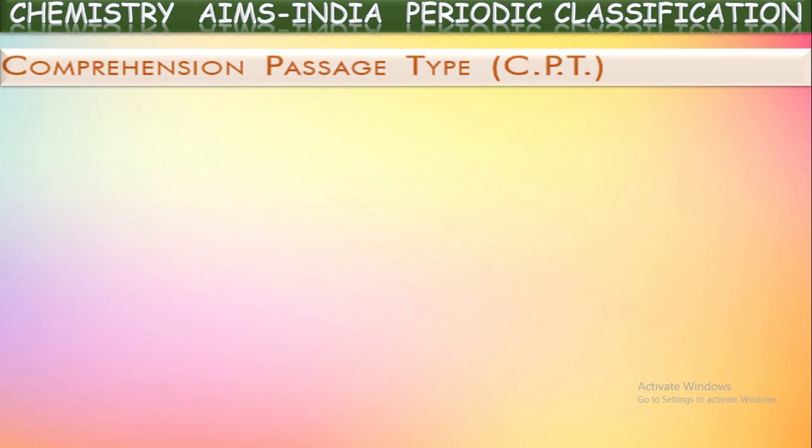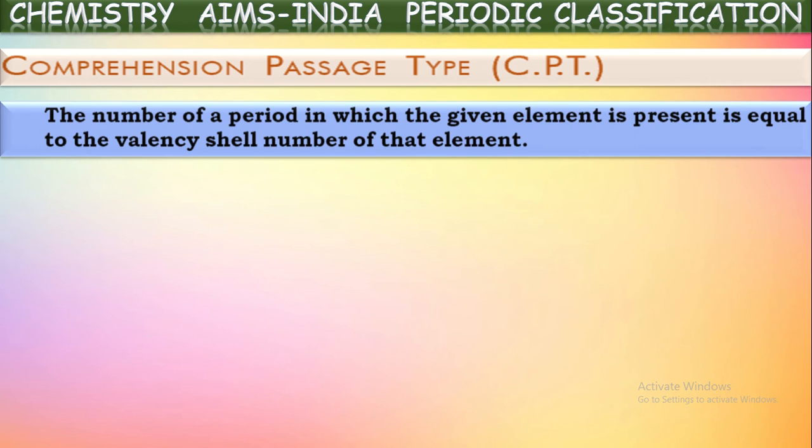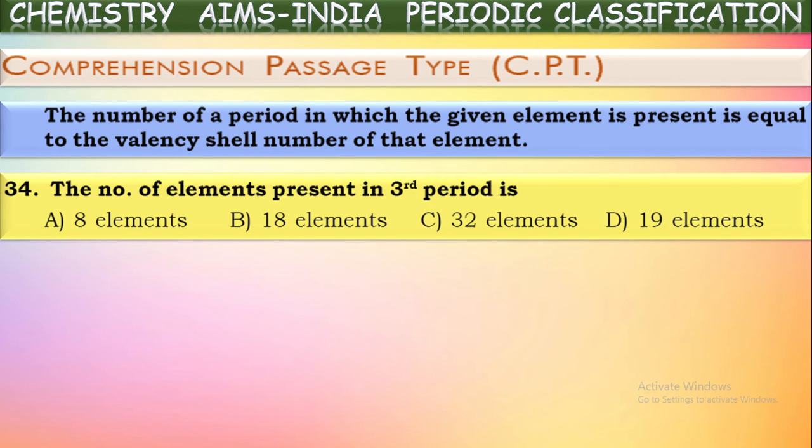Next, let us talk about comparison passage type questions. See the first one. The number of the period in which the given element is present is equal to the valency shell number of that element. Yes, the maximum shell number in the electronic configuration of an element gives its period number. Okay. Now, the number of elements present in the third period. How many elements are in the third period? We know in the first period there are only two elements. They are hydrogen and helium.